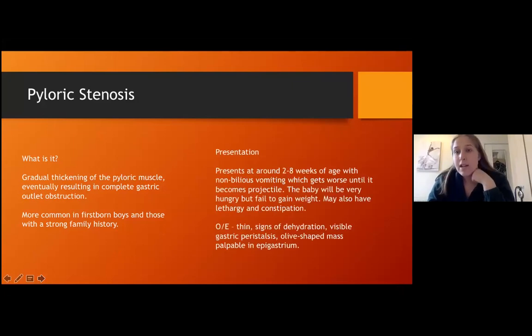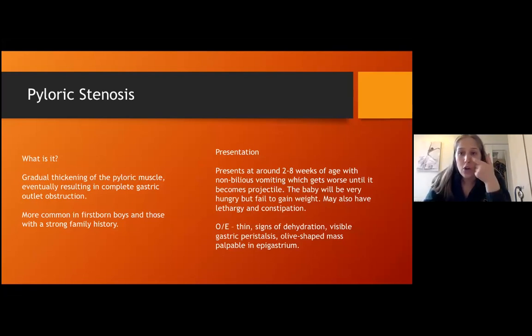So it generally presents at around 2 to 8 weeks of age with non-bilious vomiting, which gets worse and worse until it becomes projectile. As we said, the baby will be very hungry, but they'll fail to gain weight. May also be lethargic and constipated. The baby will be very thin because they're not gaining weight. They'll look dehydrated. There may be some gastric peristalsis, and tends to be an olive-shaped mass in the epigastrium. So that's another one to look out for in exam questions.